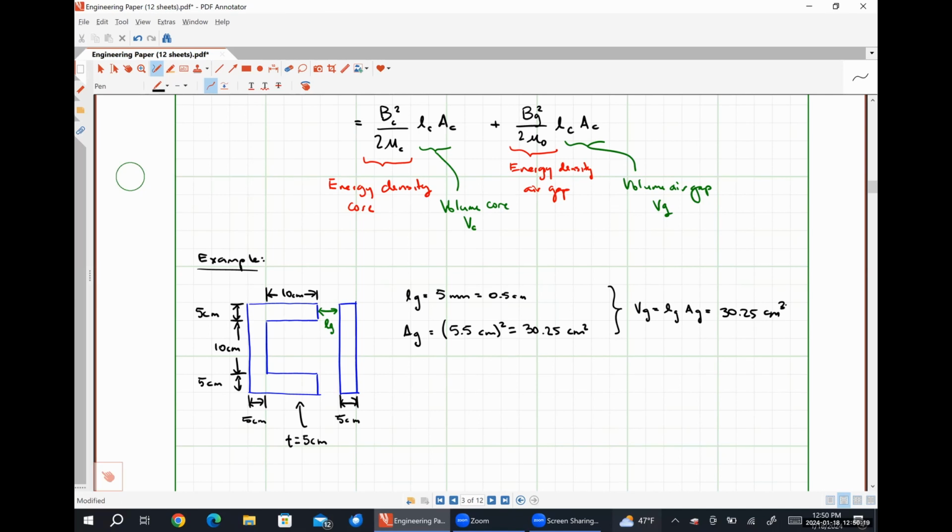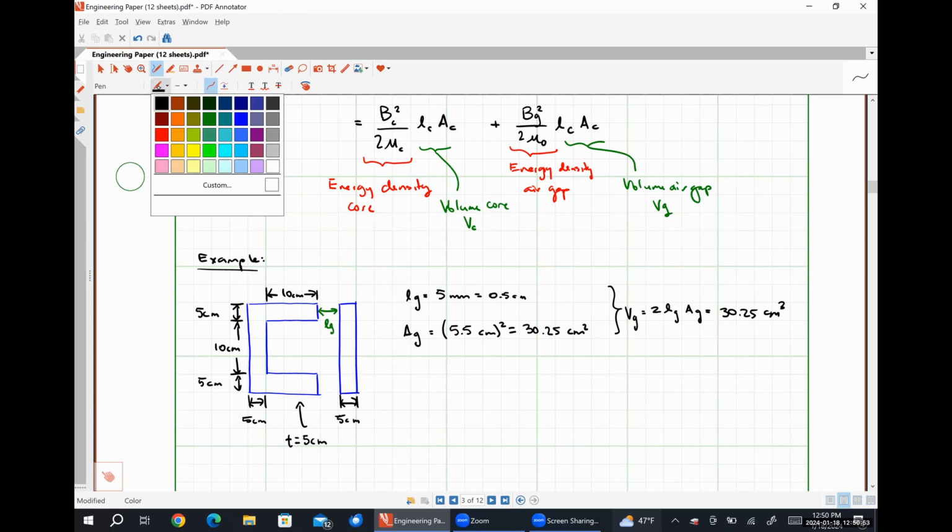Actually, I'm missing something really quickly here. Let me sneak it in. Sorry about this. I'm putting this factor of 2 out front because there's 2 air gaps. So this VG effectively is the total air gap volume. So the volume of both gaps added together. And since they both have the same length and the same cross-sectional area, I'm just going to be lazy and just multiply the volume of one by a factor of 2.